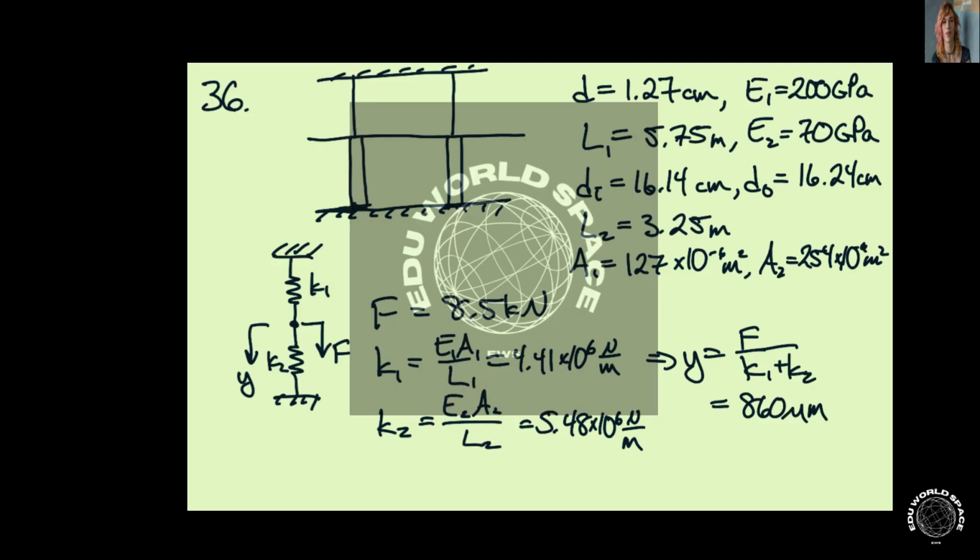So we have all of these things for both the wire or the cable and the columns underneath. And so we can figure out that the stiffness of the cable is 4.41 times 10 to the 6th newtons per meter, and the stiffness for the column is 5.84 times 10 to the 6th newtons per meter. And then basically these two springs act in parallel, because they both act to counteract this force here. And so our displacement is F divided by the equivalent spring constant, which is the sum of the two spring constants, and we get that the displacement is 860 micrometers, or about 0.86 millimeters.